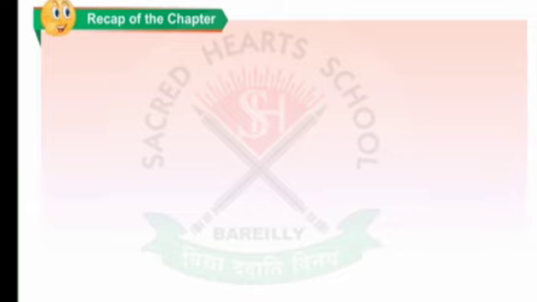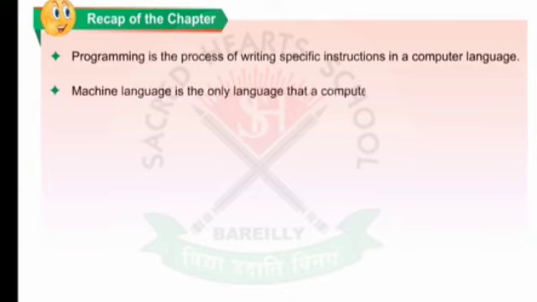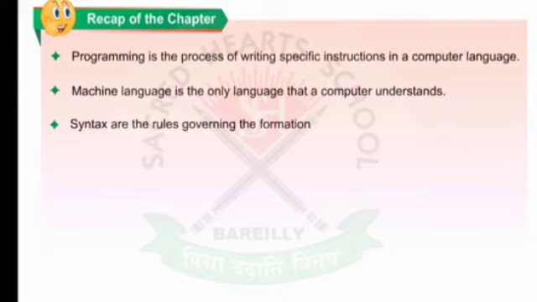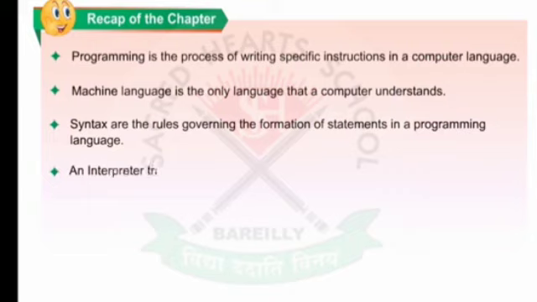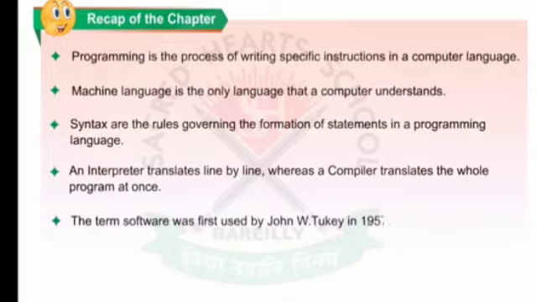Let us quickly glance through the key points discussed in this chapter. Programming is the process of writing specific instructions in a computer language. Machine language is the only language that the computer understands. Syntax are the rules governing the formation of statements in a programming language. An interpreter translates line by line, whereas a compiler translates the whole program at once. The term software was first used by John W. Tukey in 1957.